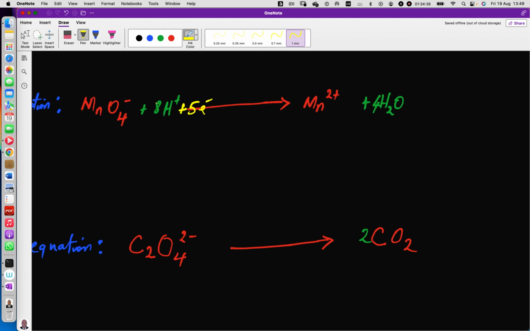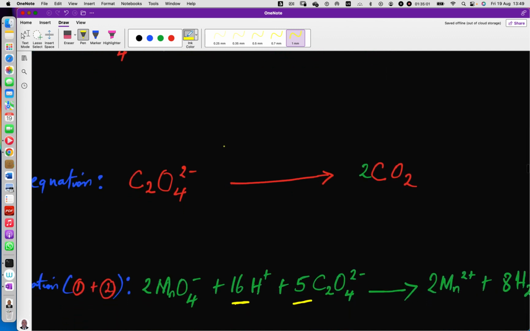So this is +7, plus 5 minus, because electrons are negatively charged. So 7 minus 5 is +2. +2 here and +2 here, so the equation is balanced.